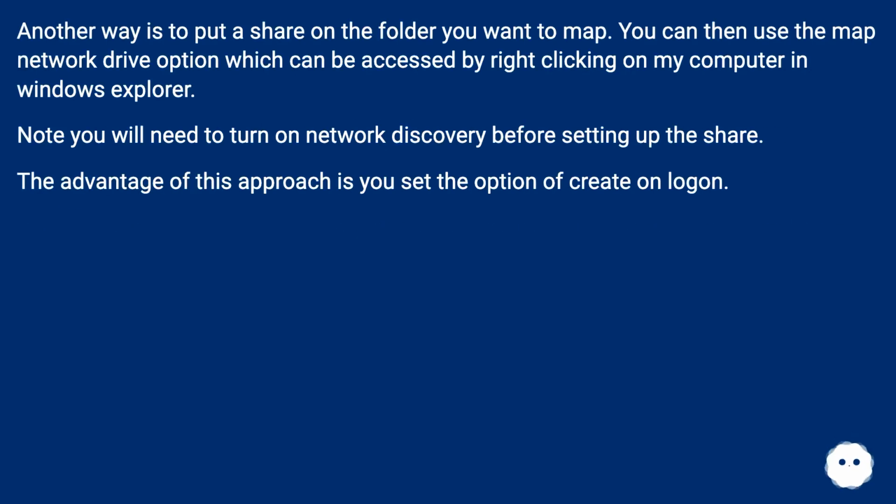Another way is to put a share on the folder you want to map. You can then use the Map Network Drive option, which can be accessed by right-clicking on My Computer in Windows Explorer. Note you will need to turn on Network Discovery before setting up the share. The advantage of this approach is you set the option of Reconnect at logon.